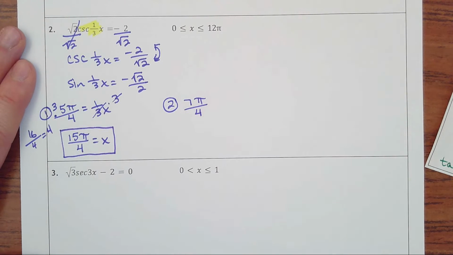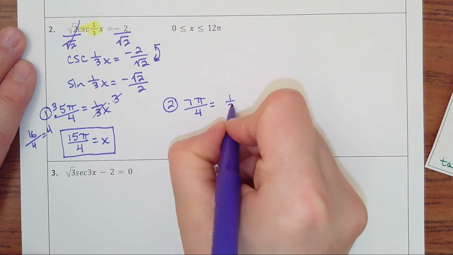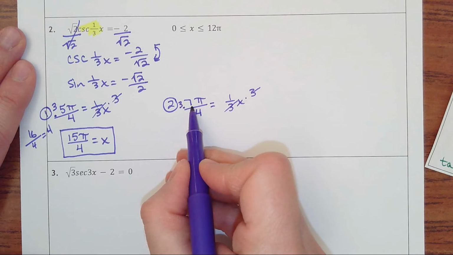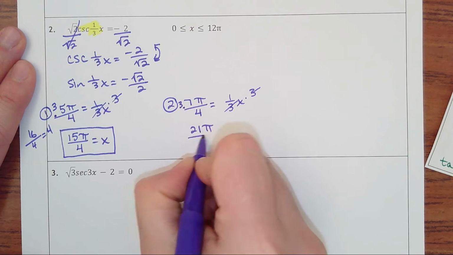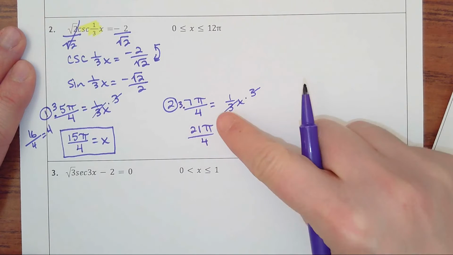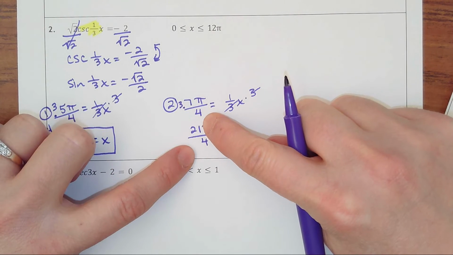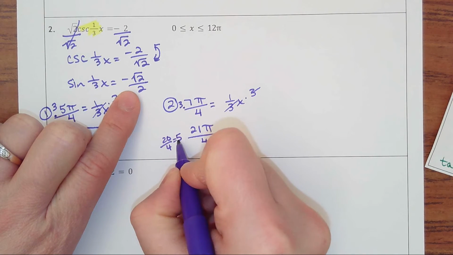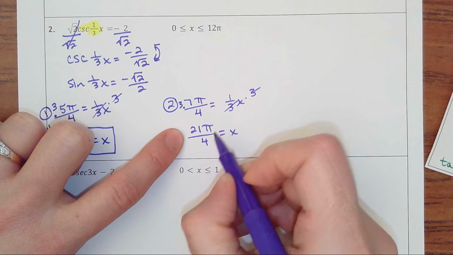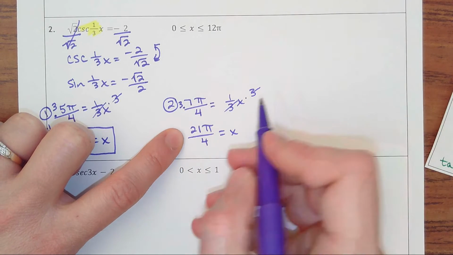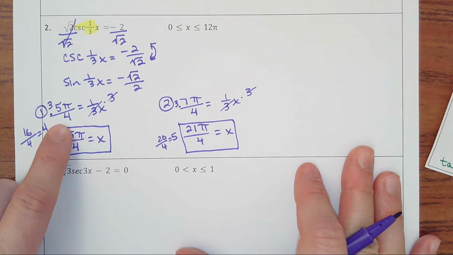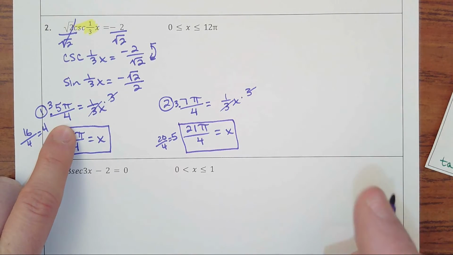Okay, now let's try our 7 pi over 4. Set it equal to 1/3 times x. Solve by multiplying by the reciprocal. You get 21 pi over 4. So again, ignore the pi. Let's just figure out what 21 over 4 would be. Well, it's close to 20 over 4. That would be 5. So this is just a little bit bigger. It's 5 1/4, which is still less than 12 pi. So that's an answer. But we need to try to keep going. So go back to your angle that you knew was an answer, this 5 pi over 4.